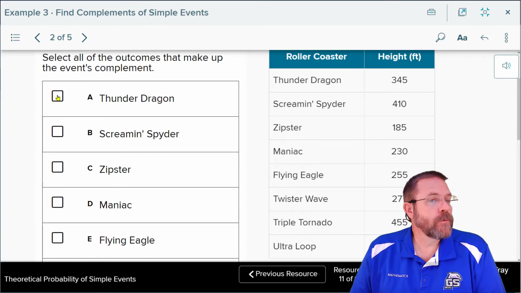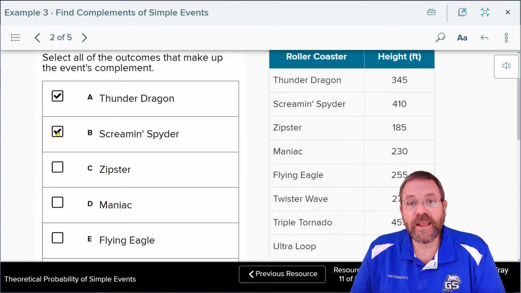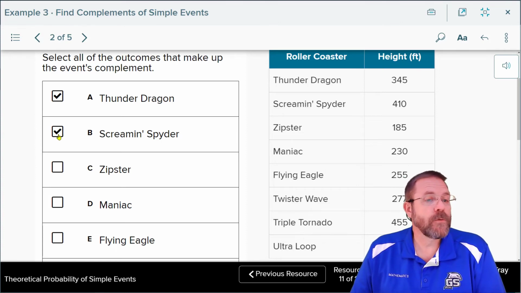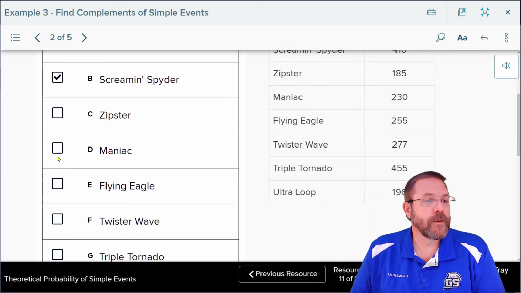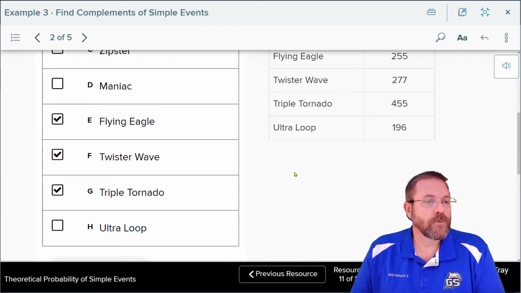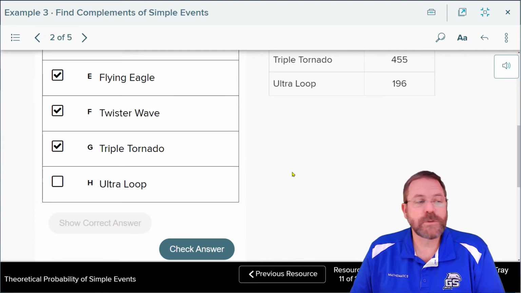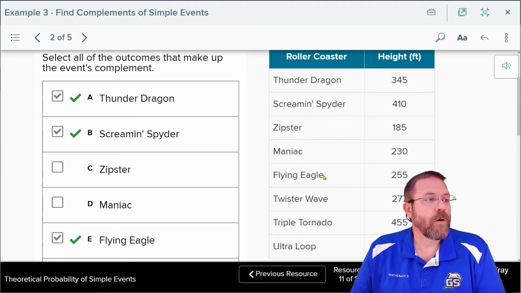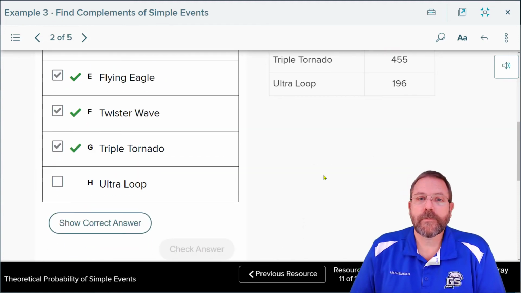Well, the Thunder Dragon is greater than 250. The Screaming Spider, I'm not getting on anything called a Screaming Spider. Forget it. It's not going to happen. Greater than 250. The Zipster's less. The Maniac is less. The Flying Eagle, that's greater. The Twister Wave is greater. The Triple Tornado is greater, and the Ultra Loop, nope, Mr. Reach doesn't do loops either. That one's going to be less than your 250. Check it. All of our answers here are correct.